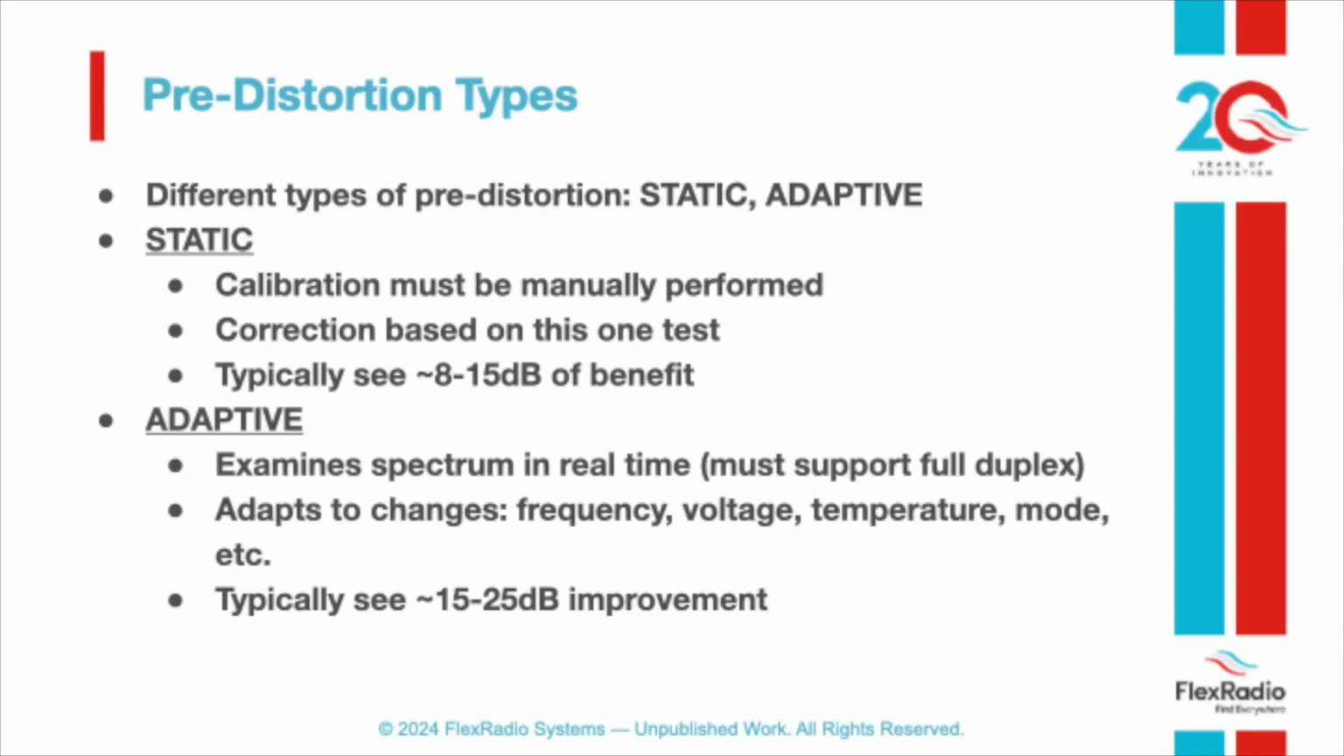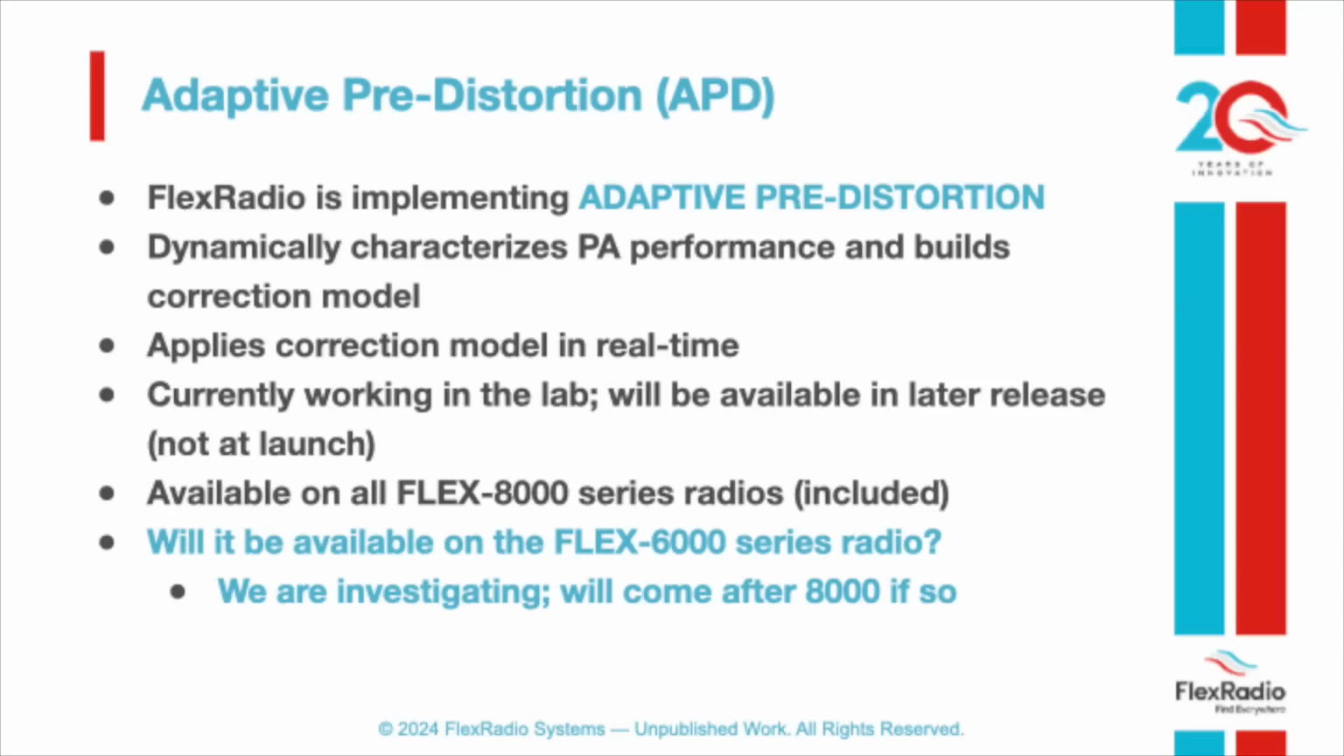In adaptive pre-distortion, we examine the spectrum in real time and watch what the transistor is doing, because this will change according to your antenna, the temperature of the transistors, the power output, various things. And then in real time, we adjust that. And we typically see 10 to 25 dB of benefit doing that. So what we're implementing in the Flex 8000 is adaptive pre-distortion, the better kind, if you will.